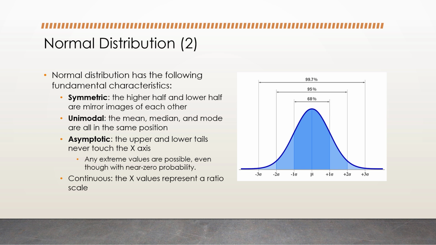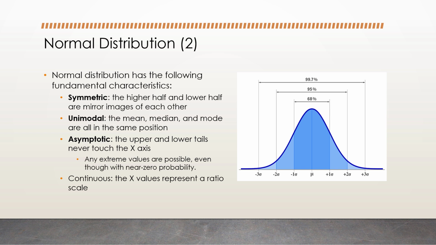First, a normal distribution is symmetric about the mean. Dividing by the mean, the upper half and the lower half are mirror images of each other. Second, a normal distribution is unimodal. Specifically, the mean, median, and mode are all at the same position.